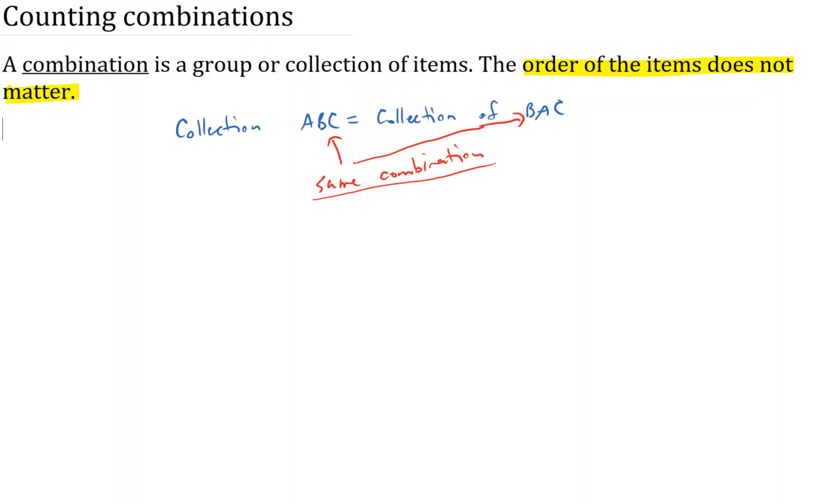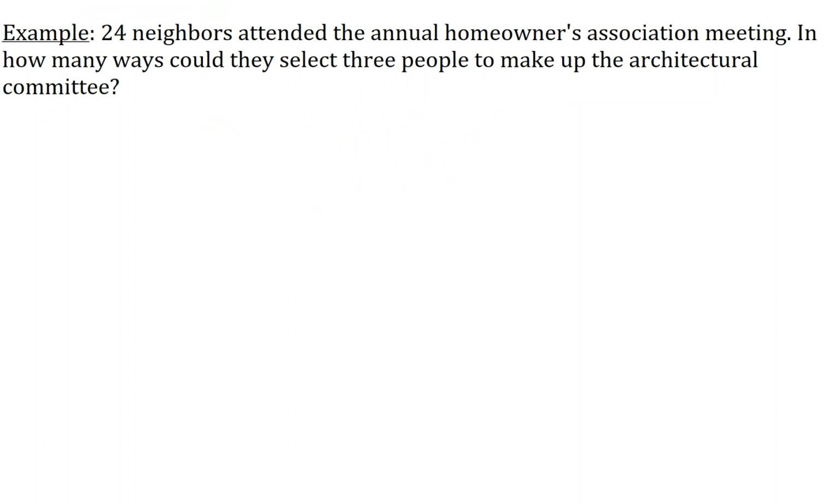Okay, so let's take a look at an example involving combinations. Here is an example of a way to count combinations. We have 24 neighbors attending the annual Homeowners Association meeting. From those 24, in how many ways could they select 3 people to make up this architectural committee they're trying to form? There are 3 spots to be chosen. The order does not matter because in a committee we're not appointing anyone to a certain position, so we just need a group of 3 people. Order doesn't matter, which tells us we're looking at counting combinations.